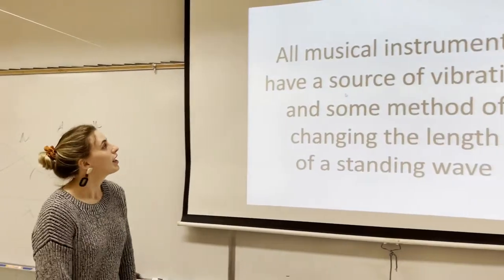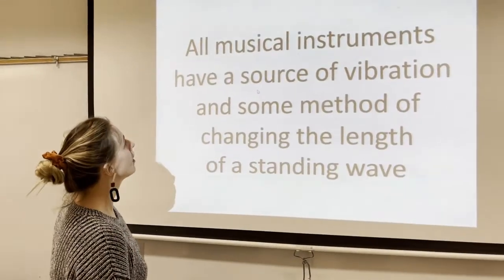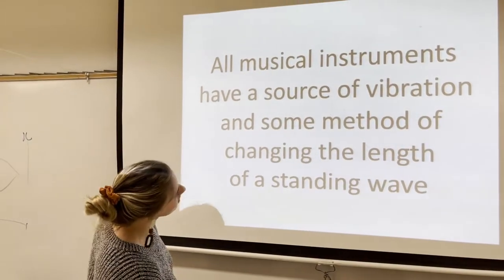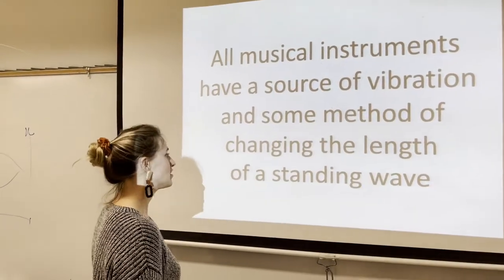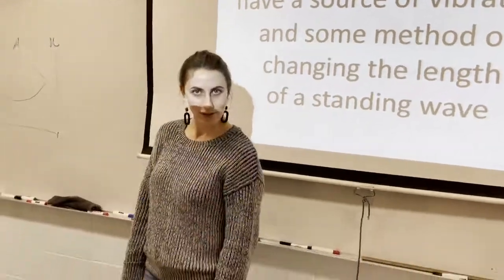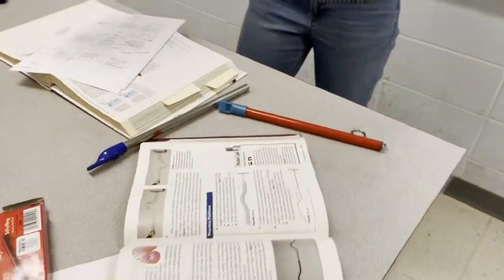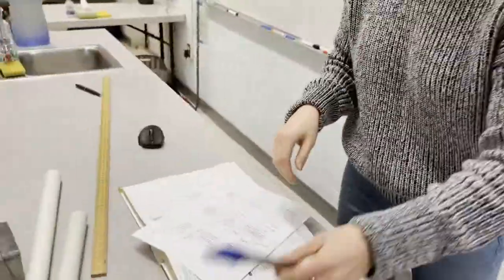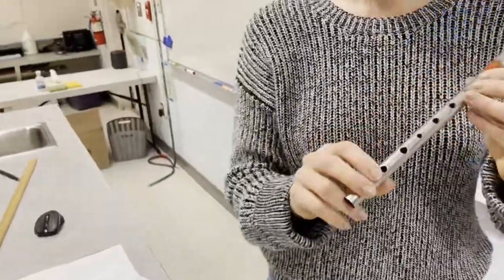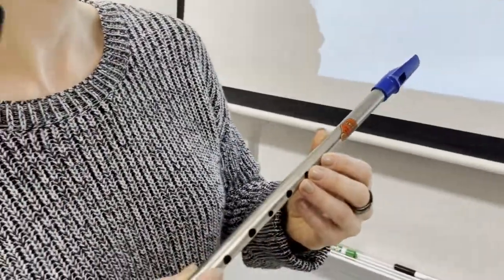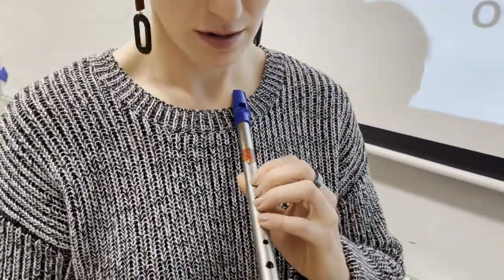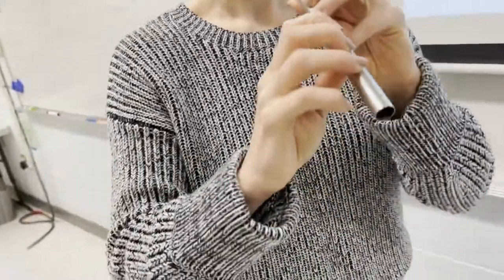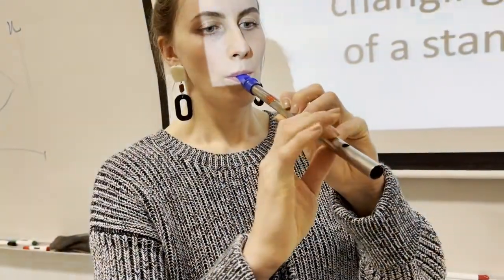All musical instruments have a source of vibration and some method of changing the length of a standing wave. So, should I start with these or these? No, these are musical instruments. So we'll start with this one. How would I change the length of the wave here? Well, the source of vibration is that blue mouthpiece, and then you can change the length of the pipe.